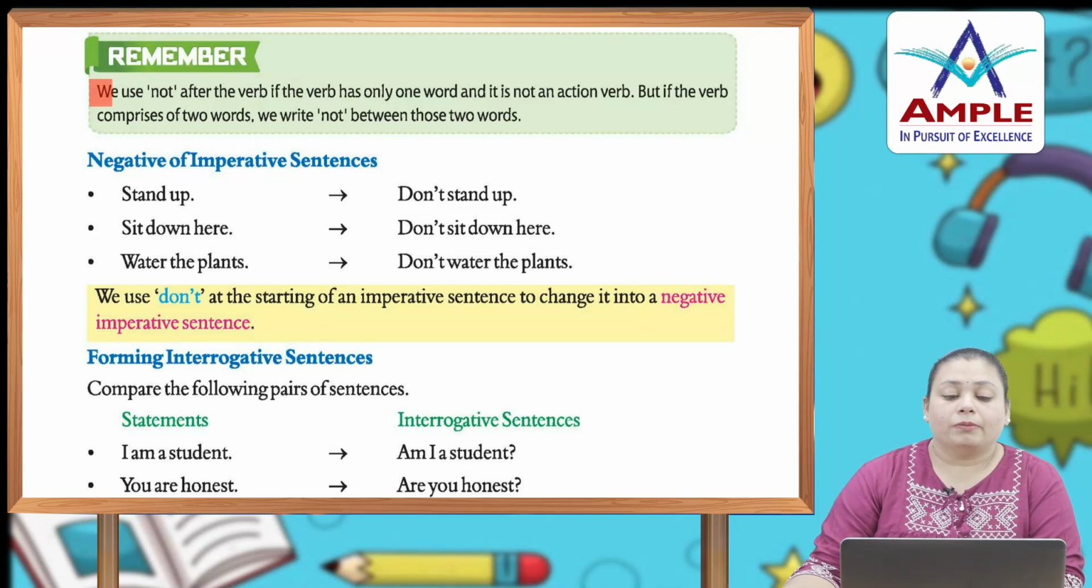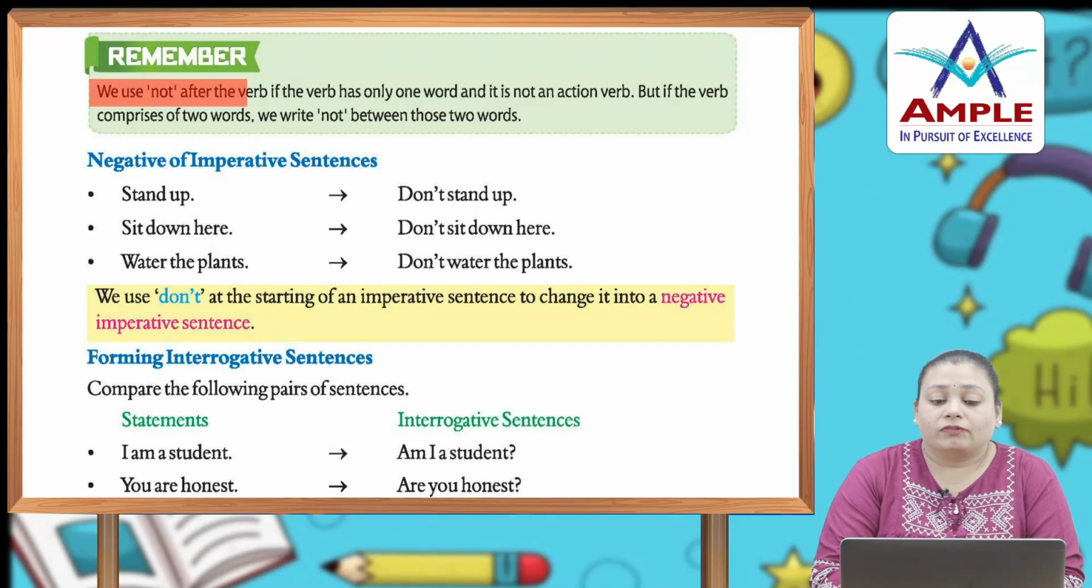Okay. Now remember, we use not after the verb if the verb has only one word and it is not an action word, but if the verb comprises two words, we write not between those two words.